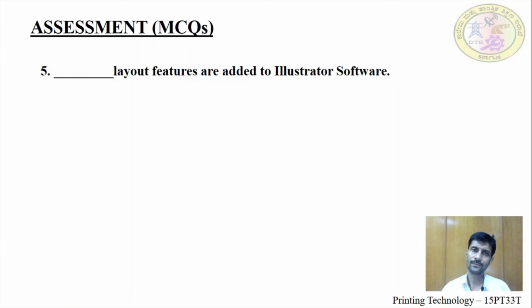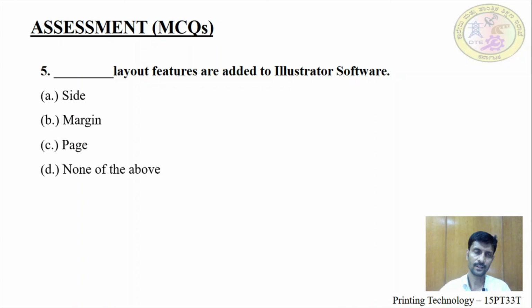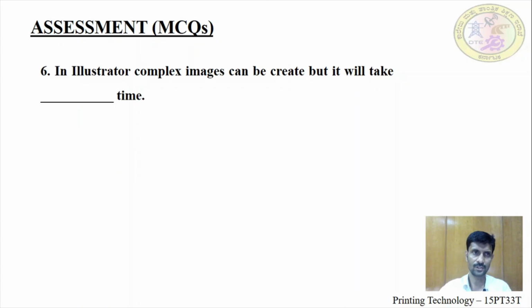Next, dash layout features are added to the Illustrator software. Let us see the options. First one is side, second one is margin, third one is pitch, or none of the above. Normally, if you create any image or anything, it consists of side, top margins and left margins and all those things. But Illustrator software comes with even layout along with text manipulating features, with tab setting and changing the size, and sometimes you can check the spelling and it happens automatically. This is the clue for this question.